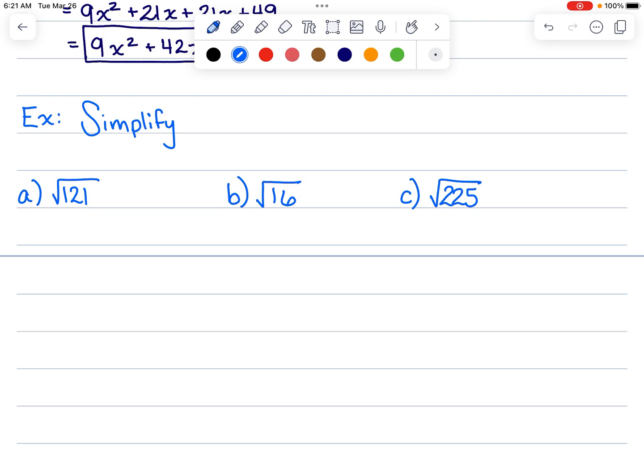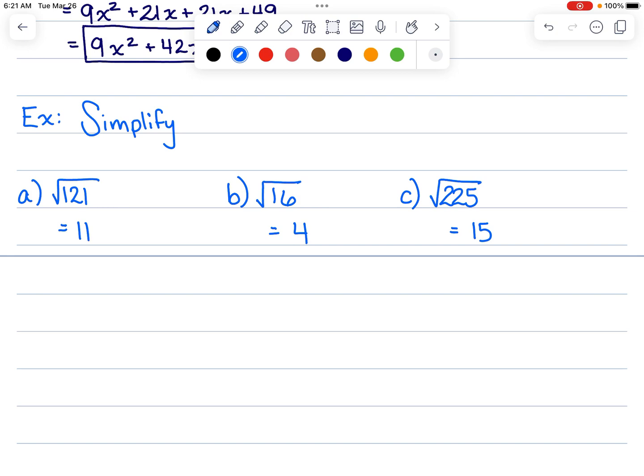So by taking the square root, I'm essentially just asking what number got squared to give me 121, for example. But since 121 is a perfect square, that means that when I type it into my calculator, I get a nice, easy number to work with, 11. The square root of 16 is 4. The square root of 225 is 15.